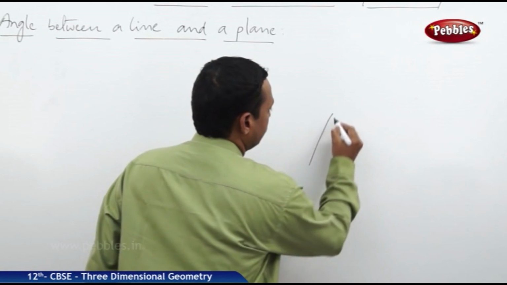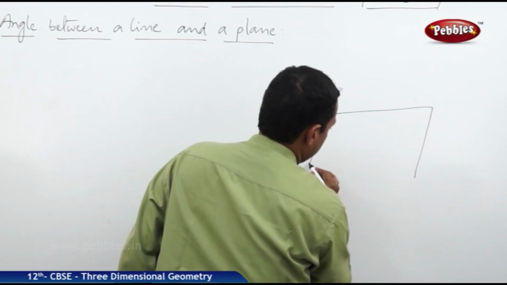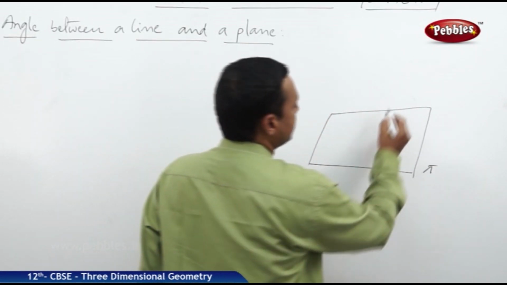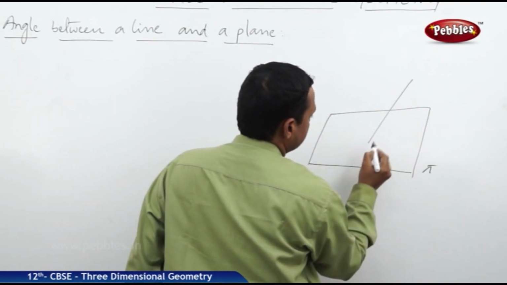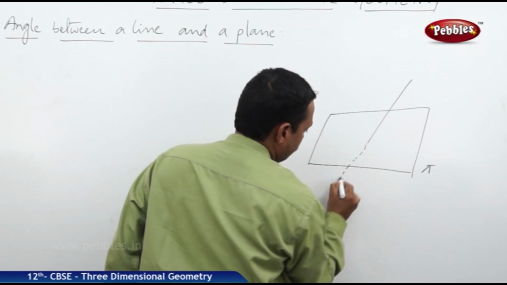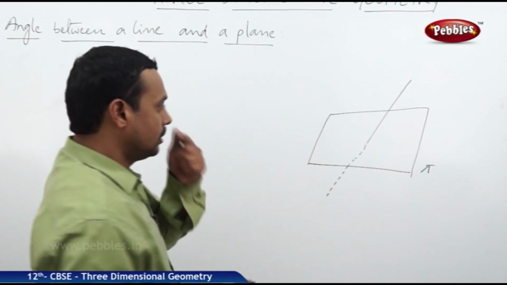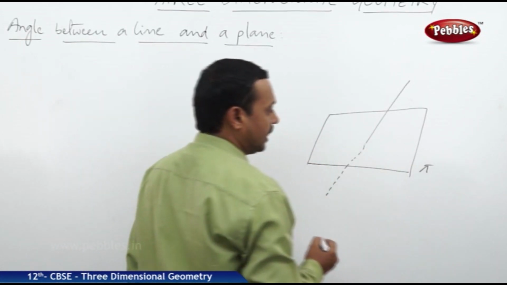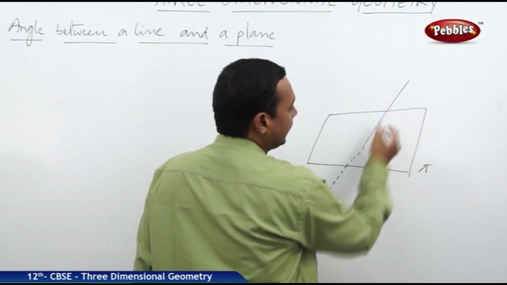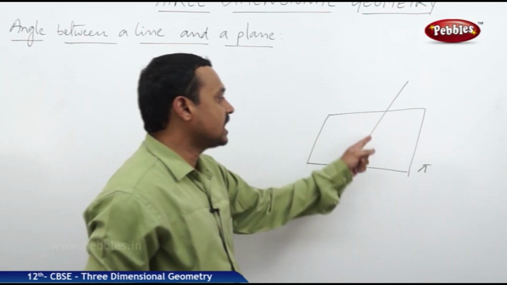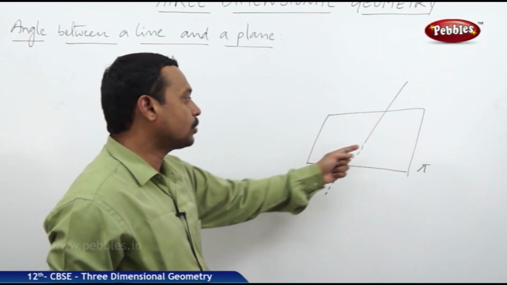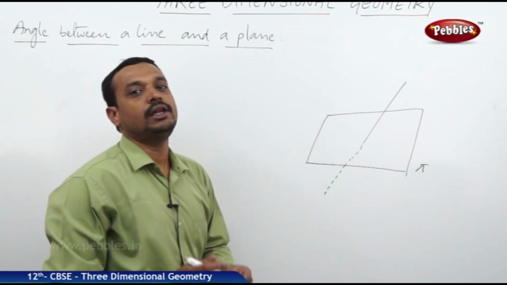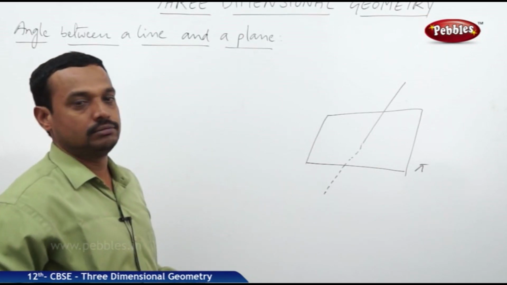Suppose there is a plane pi, and there is a line like this, passing through the plane. Now what is the angle made by this line with the plane? In fact we cannot determine the angle here directly, because we can determine the angle between two lines only.